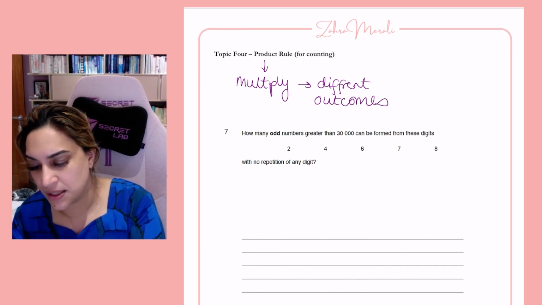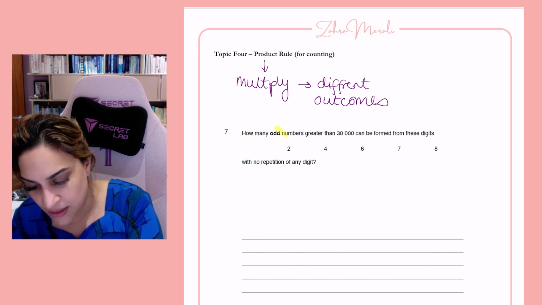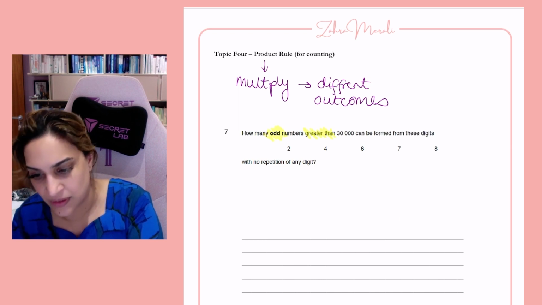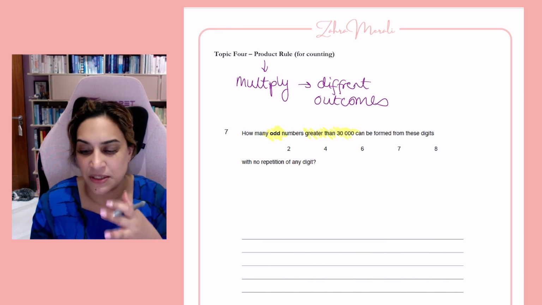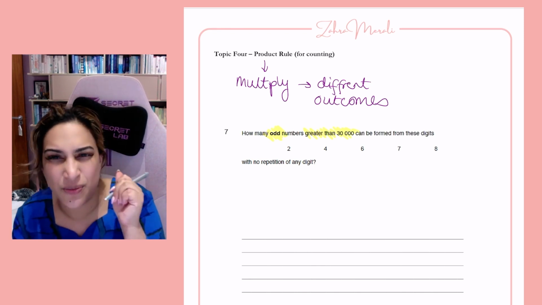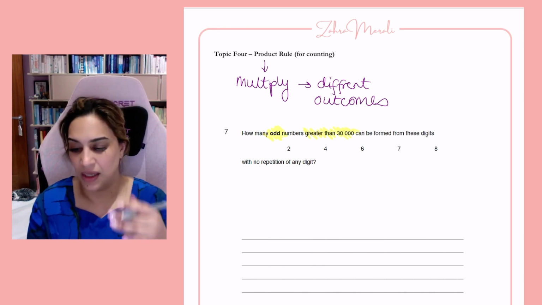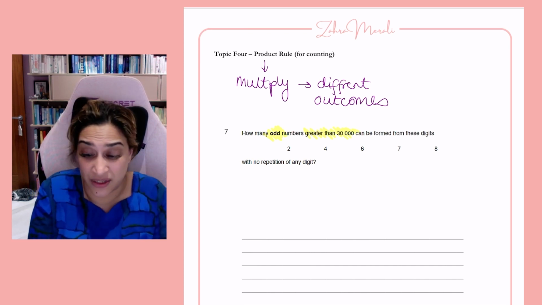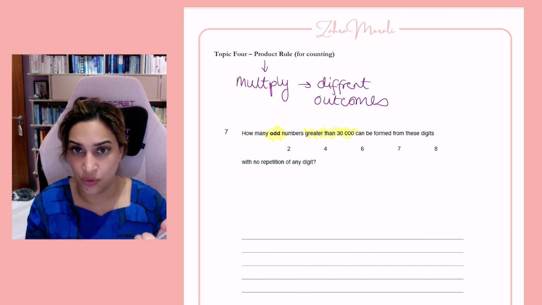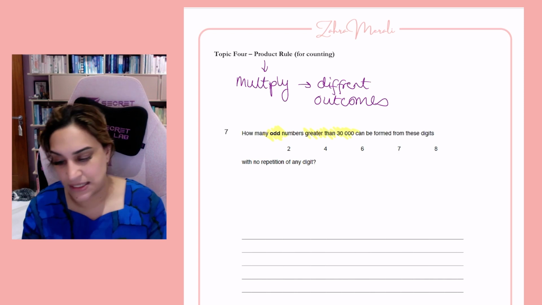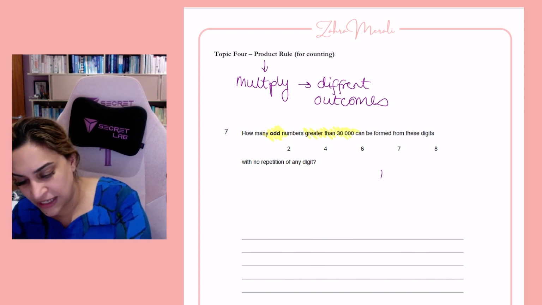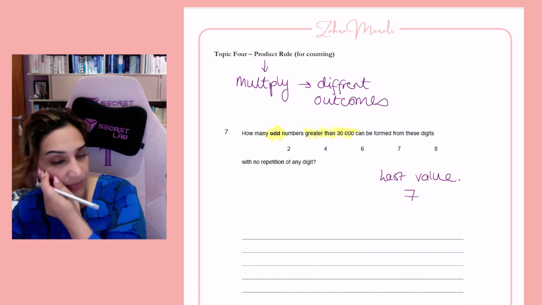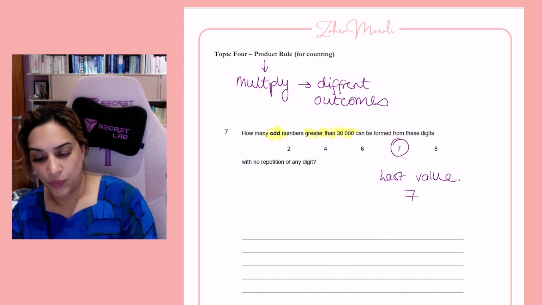Our first question asks us how many odd numbers are greater than 30,000. So that's our important bits of information. We want it to be an odd number. Okay, so an odd number can't end in an even number. So that rules out 2, rules out 4, rules out 6, and rules out 8. So our last value, the only possibility is 7, okay?